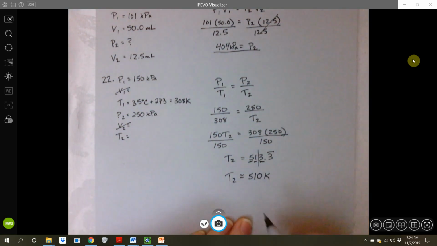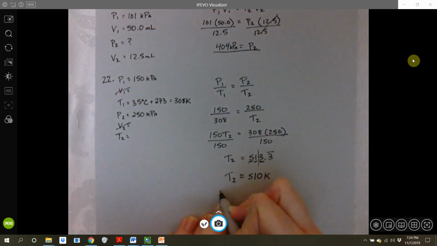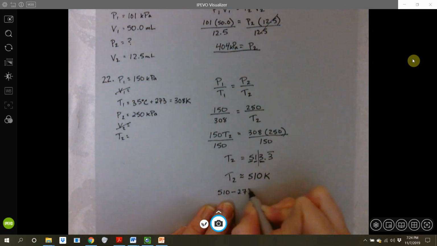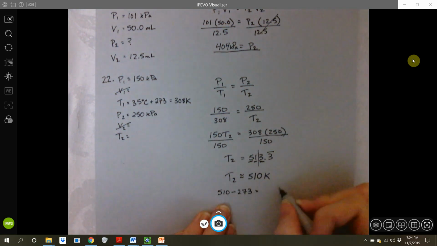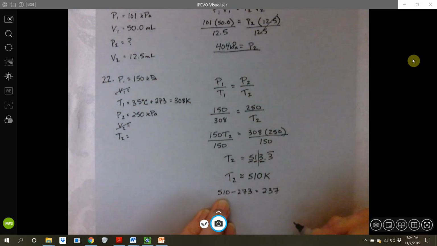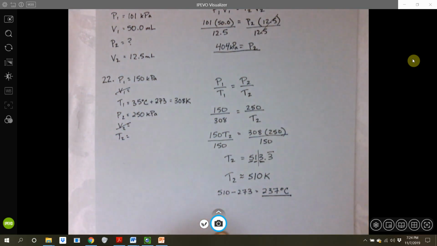Now, if we go back to the question, it says, at what Celsius temperature does the valve open? So we need to do a little calculation and figure that out. We'll take our 510 and we'll subtract 273, and we get 237, and this is degrees Celsius. So this will be our final answer.